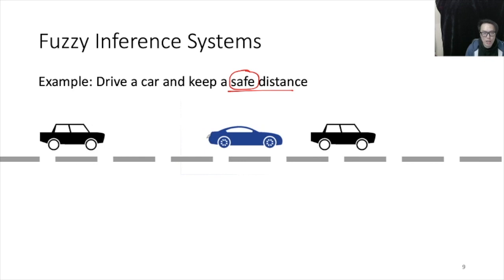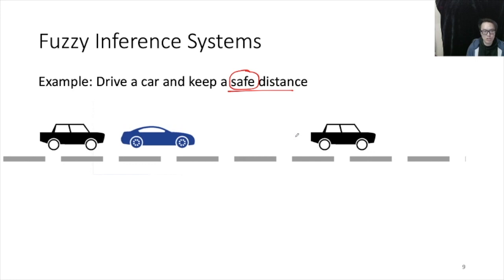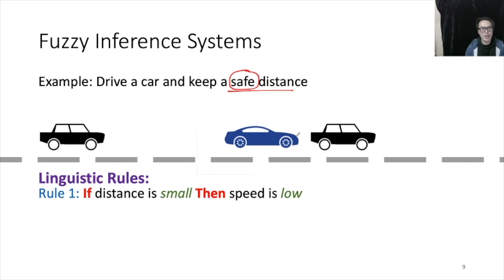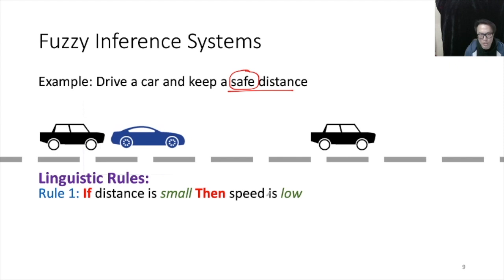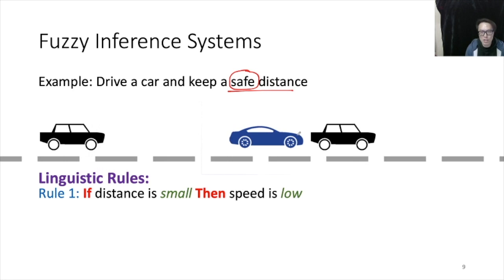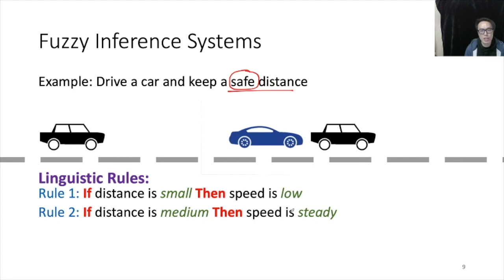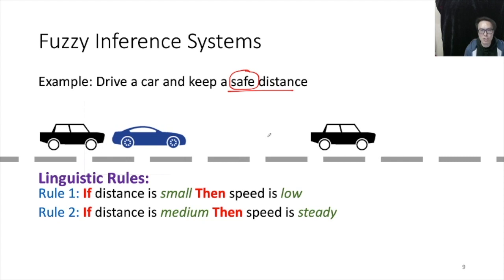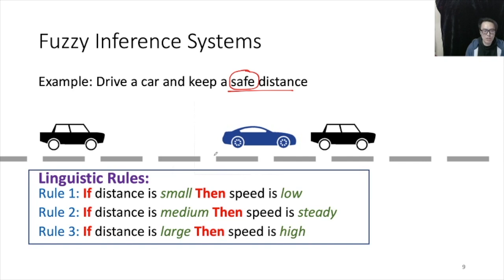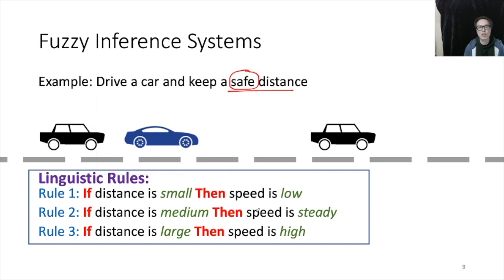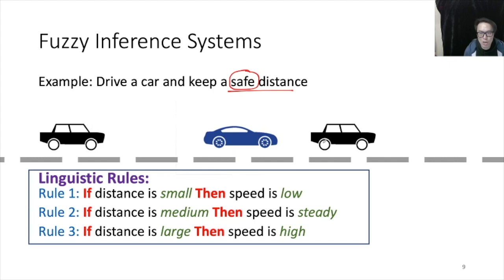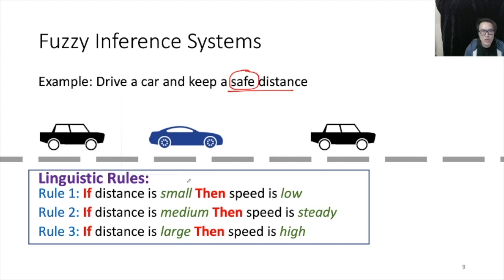Now, assume that I'm driving the blue car, and I would like to keep a good distance, a safe distance right here, and these are the rules I'm going to use in if-then format. Rule 1: if the distance right here is small, I would like to keep the speed low, so that I'm going to, for example, decelerate to bring the distance larger compared with the front car. Now, if the distance is medium, so I'm in the middle, I'm going to keep the speed steady because I would like to maintain this distance. But what if the distance is large? In this case, the distance is large compared with the front car, so I would like to increase the speed, so that I'm going to bring the distance closer to the front car. So I just make use of these three rules in order to do this task.